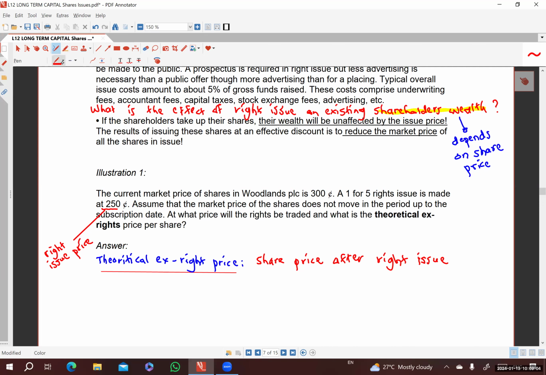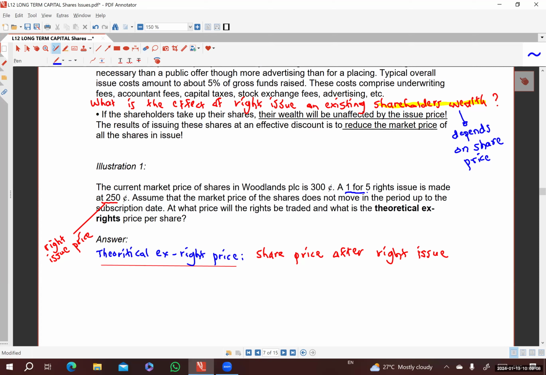Now this is how we do it. 1 for 5 rights issue. Rights issues always come in a standard proportion, so 1 for 5, 1 for 3. What does this mean? One new share for every 5 old shares. If you have 5 shares in the company, you can get 1. If you have 10 shares, you can get 2. So all the shareholders have the same deal, it is fair to everyone.